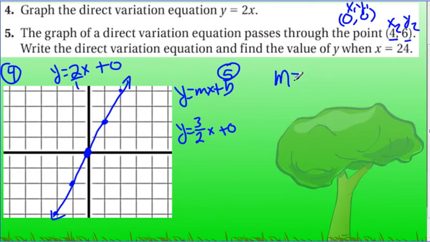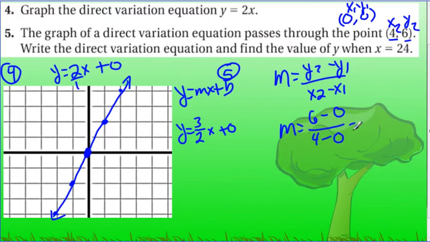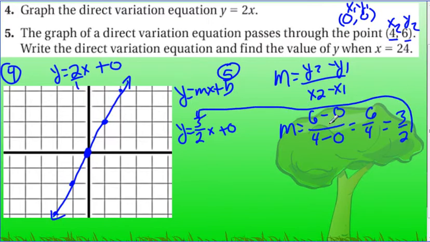M equals y2 minus y1 over x2 minus x1. That gives you 6 over 4. That simplifies to be 3 over 2, which is what we got when we did the counting. Okay? So either way you do this, we're in agreement that the equation is y equals 3 over 2x.